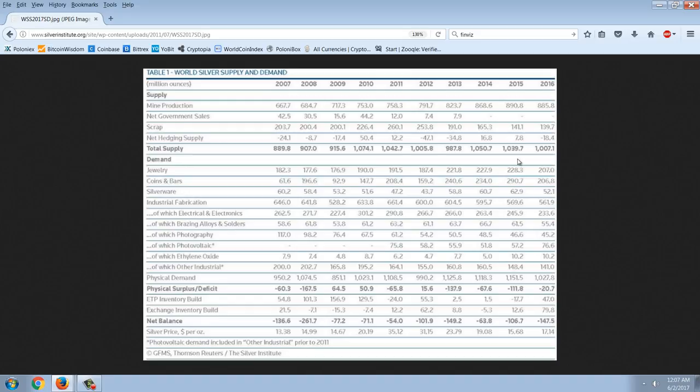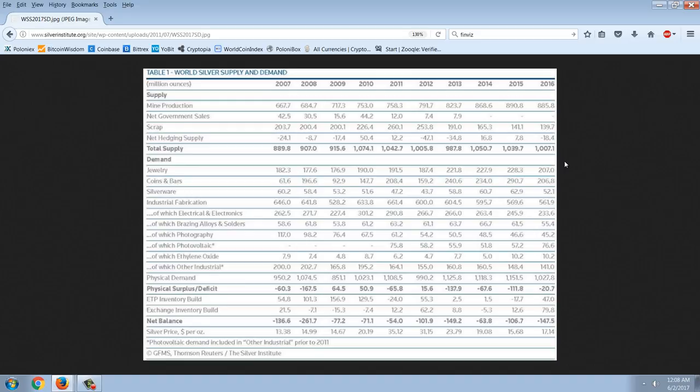Net hedging, who knows what that is? That's their fake silver, so you can't really tell one thing or another, but the number was negative. It's one of the 6 years, 7 years here that did have a negative while we had a positive last year. So that brings total supply to 1 billion ounces, 1,007, and that's a little bit lower than last year.